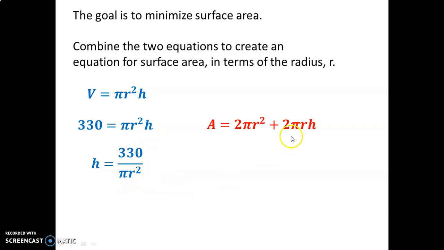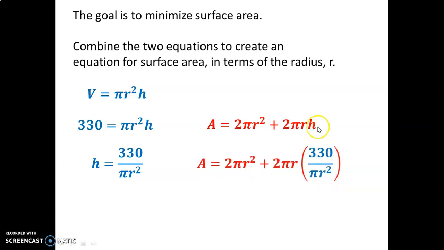Now that can substitute back in here. So there's that substitution made. That h is replaced by that. And now we have an equation for surface area in terms of r, the radius, only. Of course, this can be simplified further. We get this. So notice here, if we multiply here, the pi here cancels with this pi. This r and this r cancel each other, so we're left with just 1r here, and 2 times 330 is this. So now we have an area model that is in terms of r only, and that area model is only for cans that will have a volume of 330 because that substitution was made.